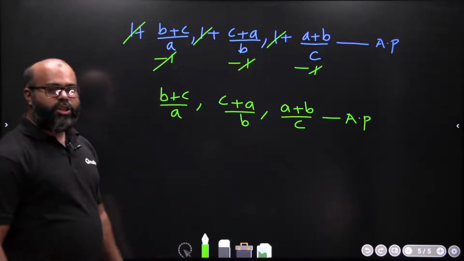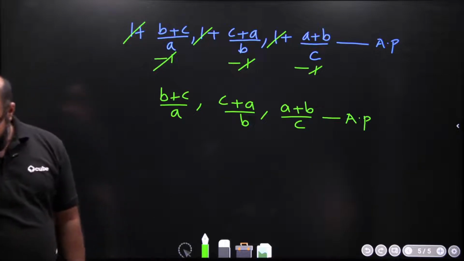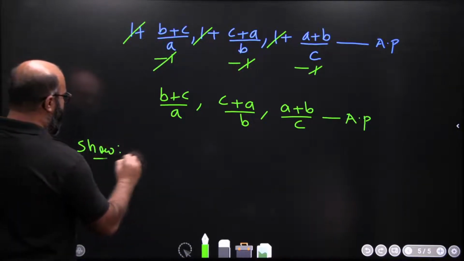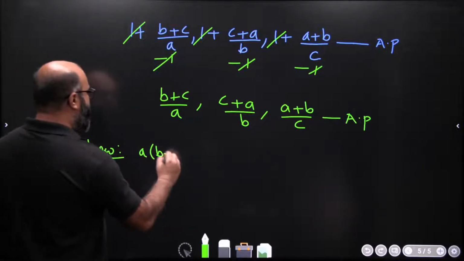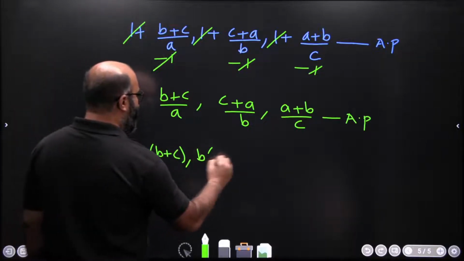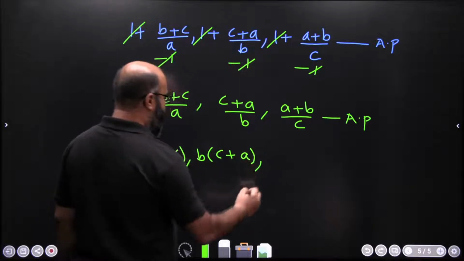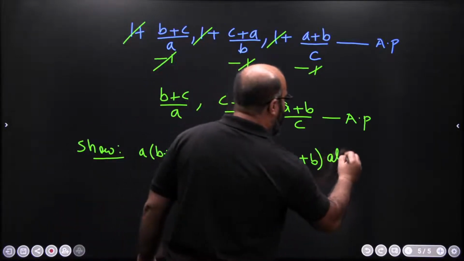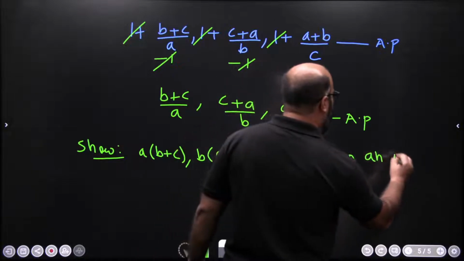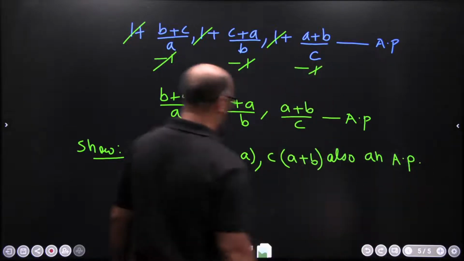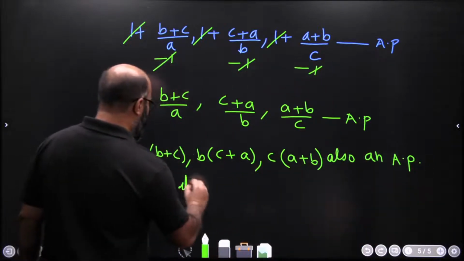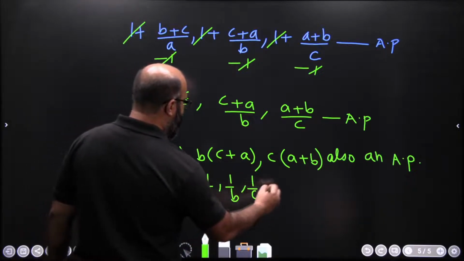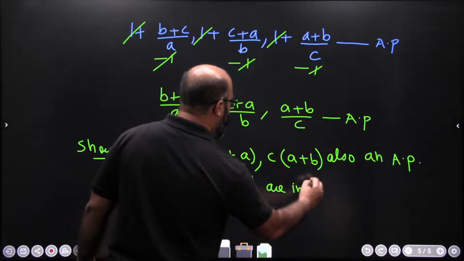There is an extension of the same question which says show that a into (b plus c), b into (c plus a) and c into (a plus b) is also an AP. Again the given condition is also the same: if 1 by a, 1 by b, 1 by c are in AP.